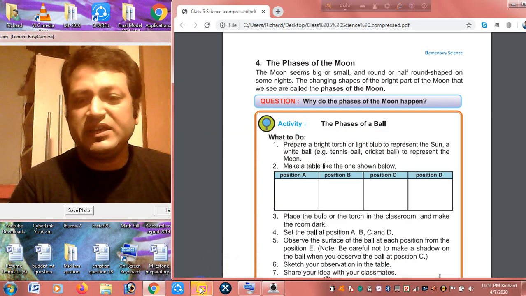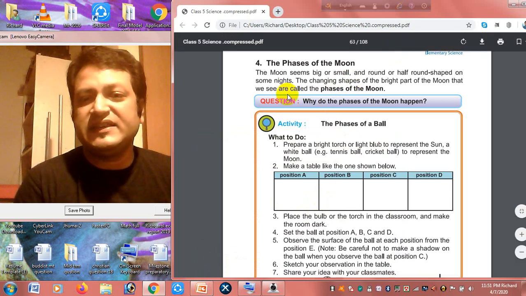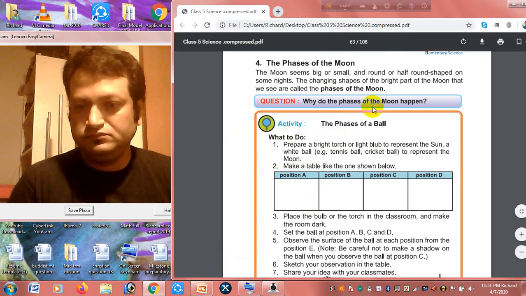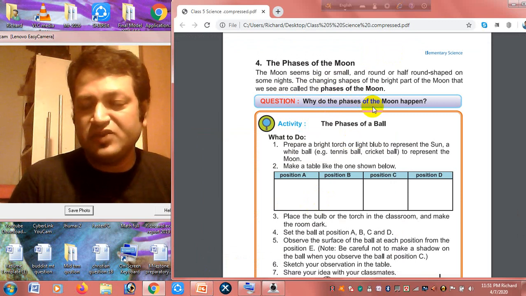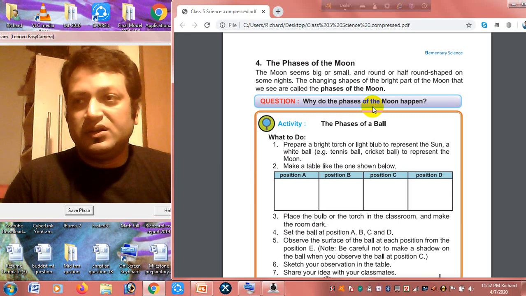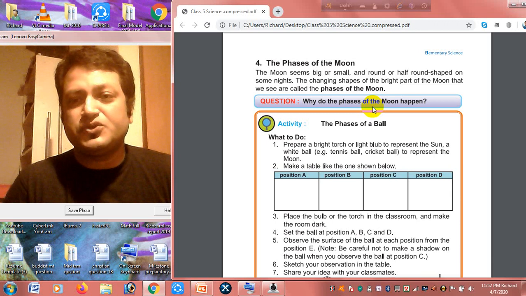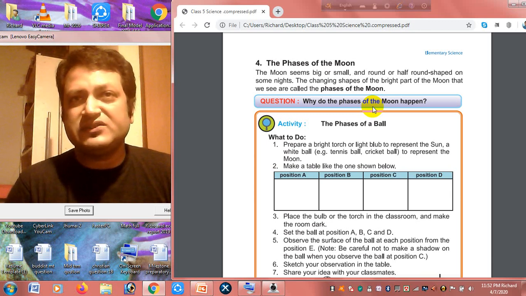Now see what the definition is. The changing shape of the bright part of the moon that we can see is called the phases of the moon. Why is this happening? Can anybody say? Yes, you are absolutely right. This happens because of the rotation. When the moon is rotating around the earth, some portion of the moon gets some portion of the light. According to which portion of the moon gets the light, the phases of the moon are created.